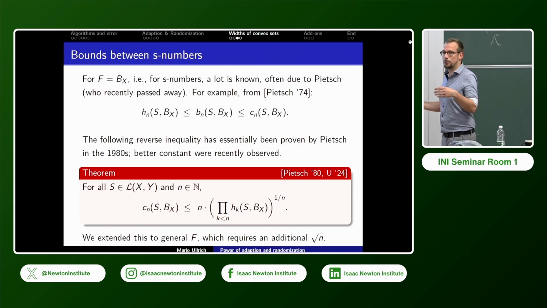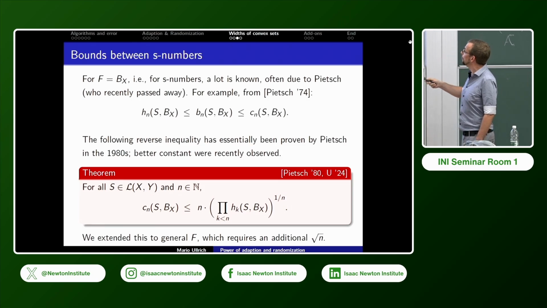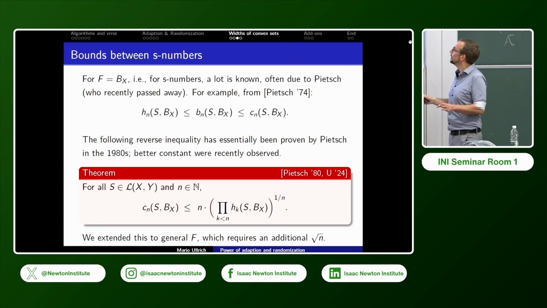There are also something like approximation numbers, Kolmogorov numbers, and so on. There are many different numbers. Pietsch invented many of them, or at least studied them in an axiomatic way. Sorry for the small print. But, and this is clear, and the following reverse inequality has been proven by Pietsch already in the 80s. And it went totally unnoticed in our community. And why this is important for our community, I'm not sure if I will have time. There will be some add-ons.